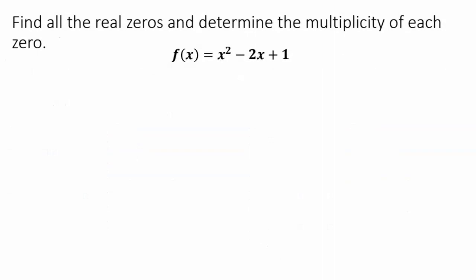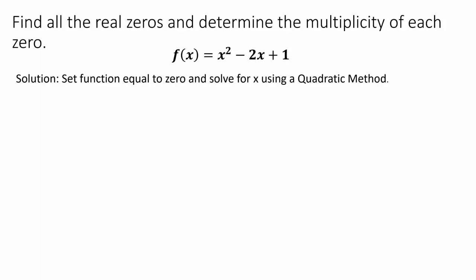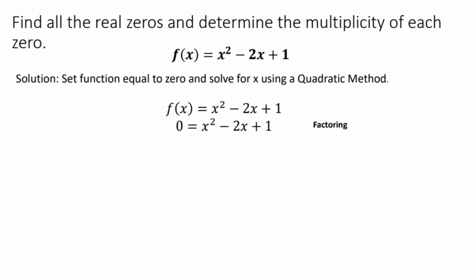So let's look at an example. Find all the zeros and determine the multiplicity of each zero. On the first one, we're going to set it equal to 0 so we can solve our quadratic. Let's go ahead and practice using our quadratic method. On this one, 0 is equal to x squared minus 2x plus 1.